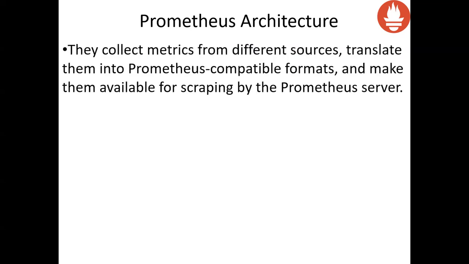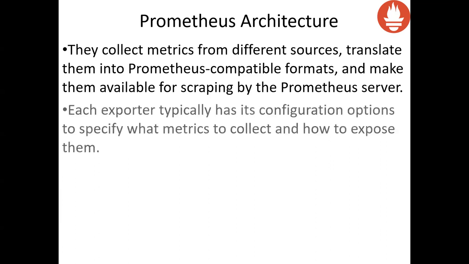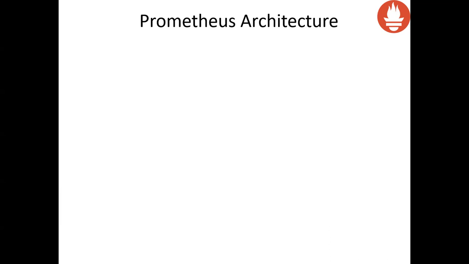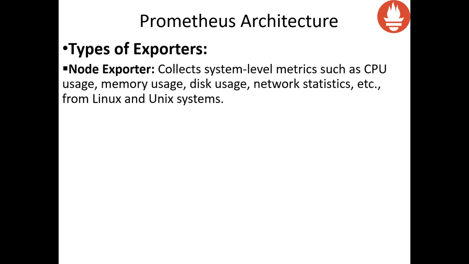Now, they collect metrics from different sources, translate them into Prometheus compatible formats, and make them available for scraping by the Prometheus server. Each exporter typically has its configuration options to specify what metrics to collect and how to expose them. In Prometheus, exporters are configured as targets in the Prometheus configuration file under the section scrape configuration. Now, there are different types of exporters. Let's see each one. So first one is the node exporter.